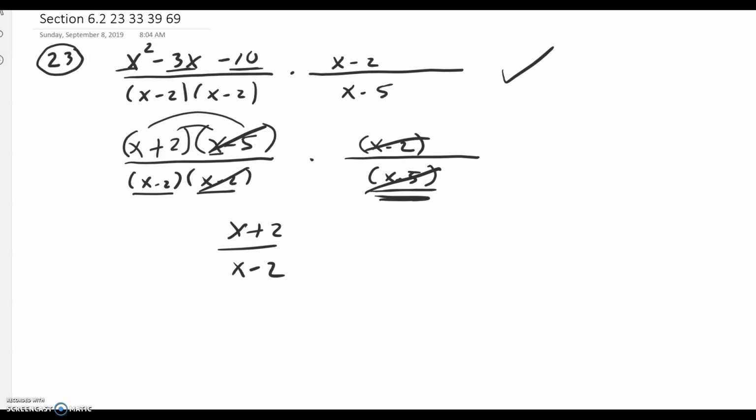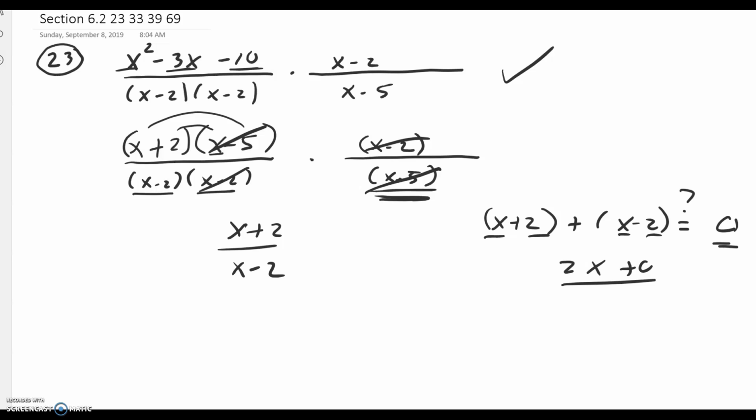And that is either the answer or possibly this cancels some more. These are not exactly alike, the x plus 2 and the x minus 2, so they don't cancel to 1. But the question is, are they opposites of each other? And one way to find out if they're opposites of each other is to add them. If you add them and you get 0, then they were opposites. But when you add these two, you get a 2x plus a 0. And that's not 0. These x's did not cancel, so these are not opposites.